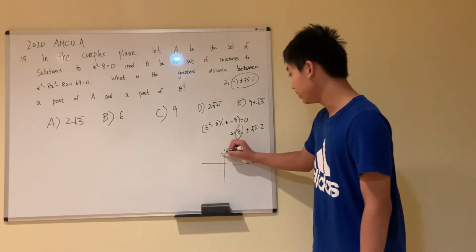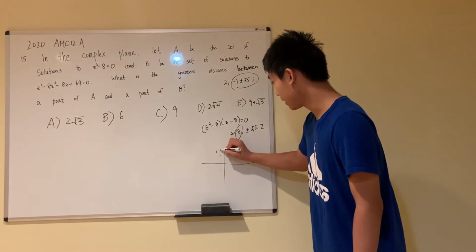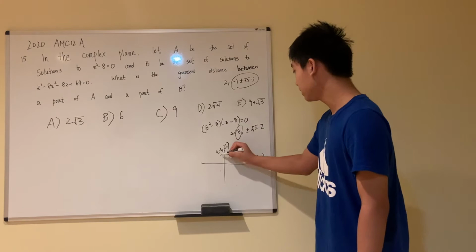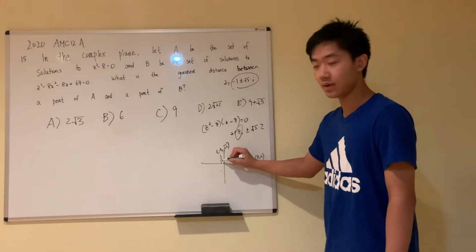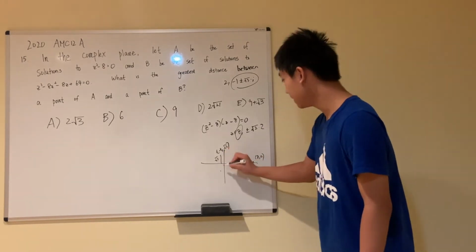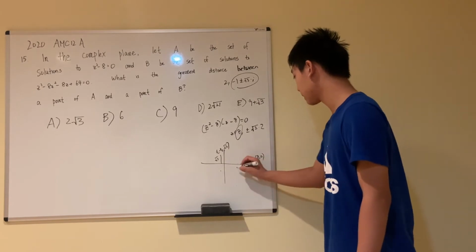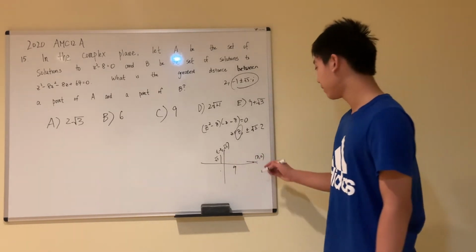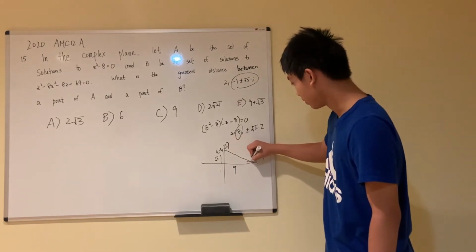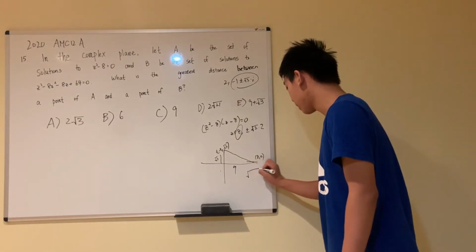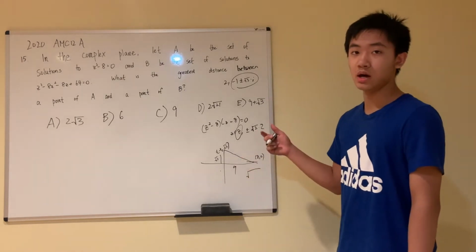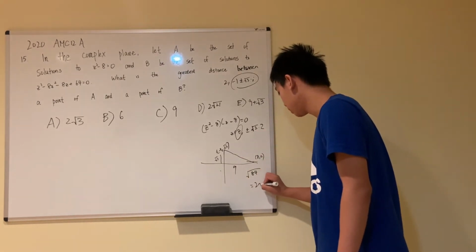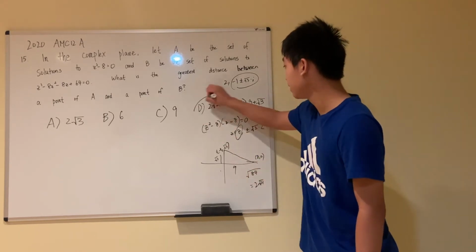So let's say we use this one, which is going to be negative 1, root 3. And using the Pythagorean theorem, this value right here is going to be the square root of 3, and this distance is going to be 9. And using the Pythagorean theorem, we're going to have this distance equal to the square root of 81 plus square root of 3 squared, which is the square root of 84. And this is going to be equal to 2 root 21, which is answer choice C.